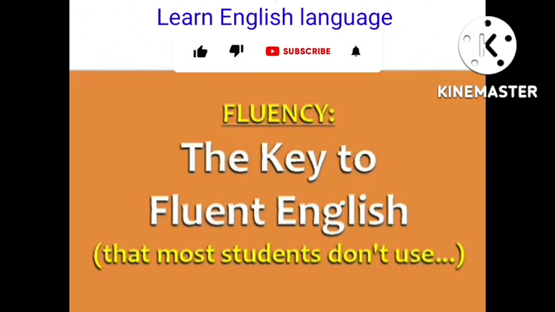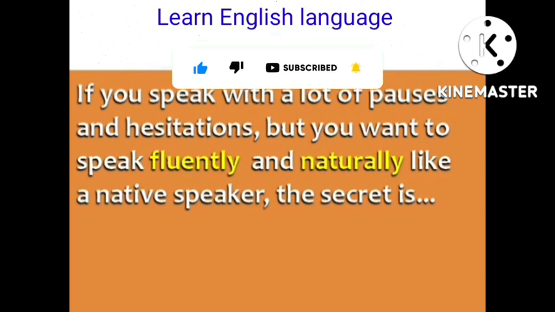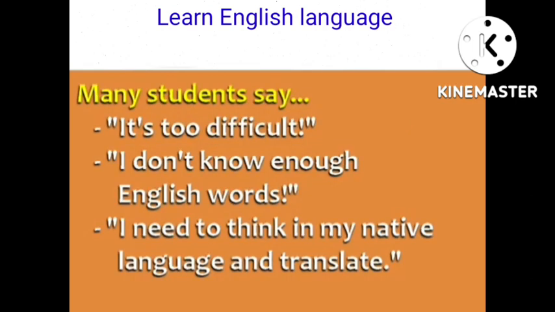Most students don't use this. If you speak with a lot of pauses and hesitations, but you want to speak fluently and naturally like a native speaker, the secret is learn to think in English. Many English students say, "It's too difficult. I don't know enough English words. I need to think in my native language and translate."